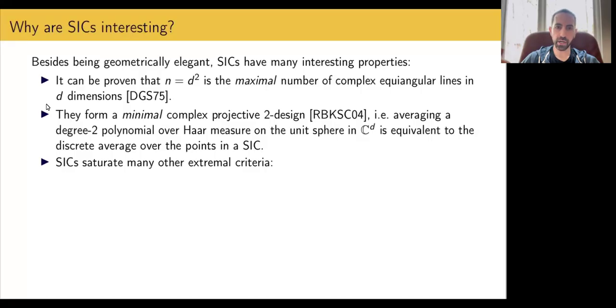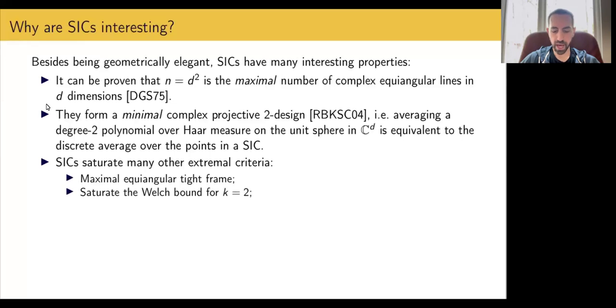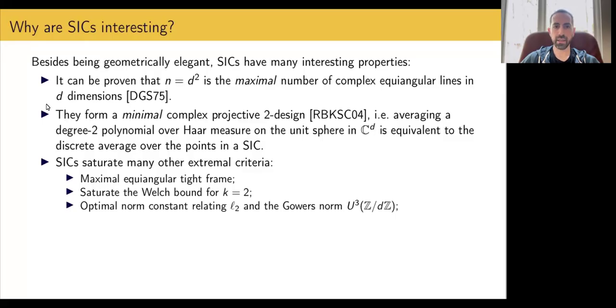They saturate a lot of other extremal criteria. I'll just run through a list of these. It's okay if you don't understand what all these things mean. It's just to show you that these things come up a lot as extremal or optimal objects. Some of these are obviously equivalent if you know the field. They're maximal equiangular tight frames. They saturate the Welch bound for k equals 2. They provide an optimal norm constant relating the L2 norm to the Gowers uniformity norm, U3, over the group Z mod D.